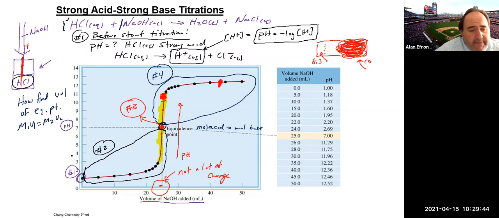Sometimes they don't tell you. You could also do what M1V1 equals M2V2 is really doing, which is a stoichiometry problem where perhaps you have the volume of the acid.